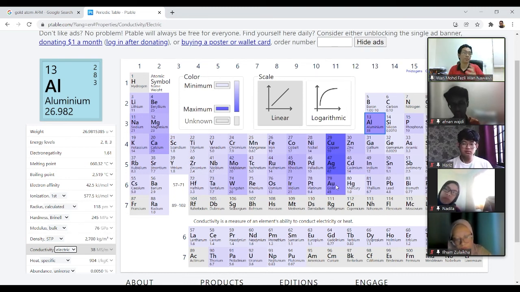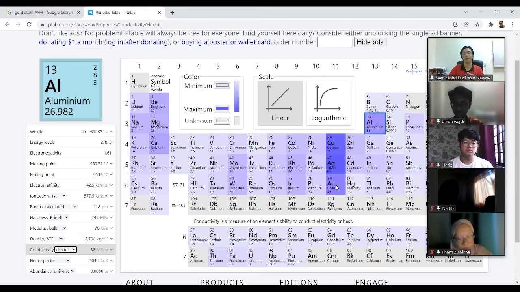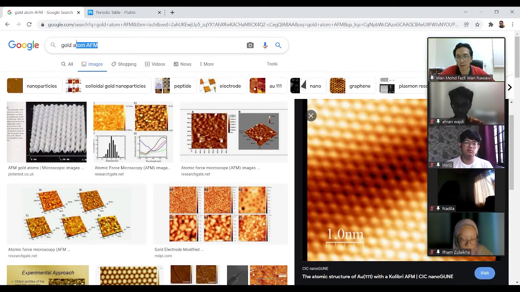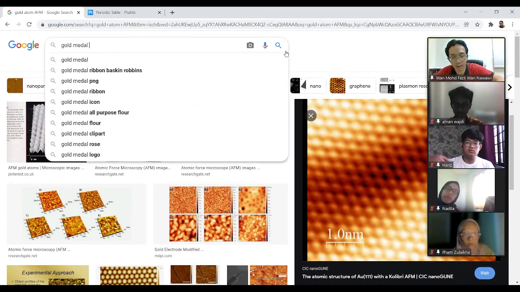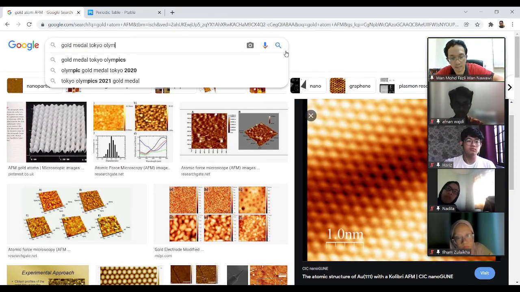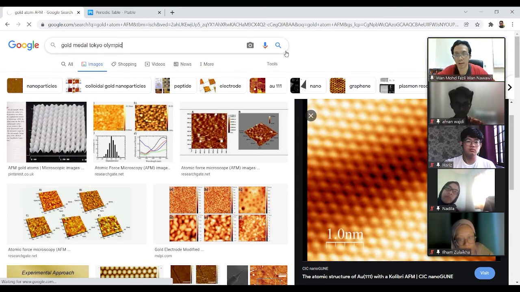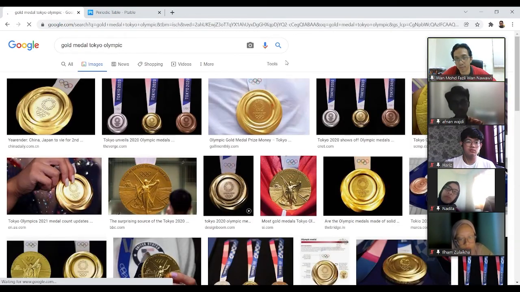You can see this, for example, during the Tokyo Olympic, you know, right? The gold medal for the Tokyo Olympic is basically made from refurbished gold metal taken from phones. Let me look up the gold medal Tokyo Olympic. So let's see where it came from.